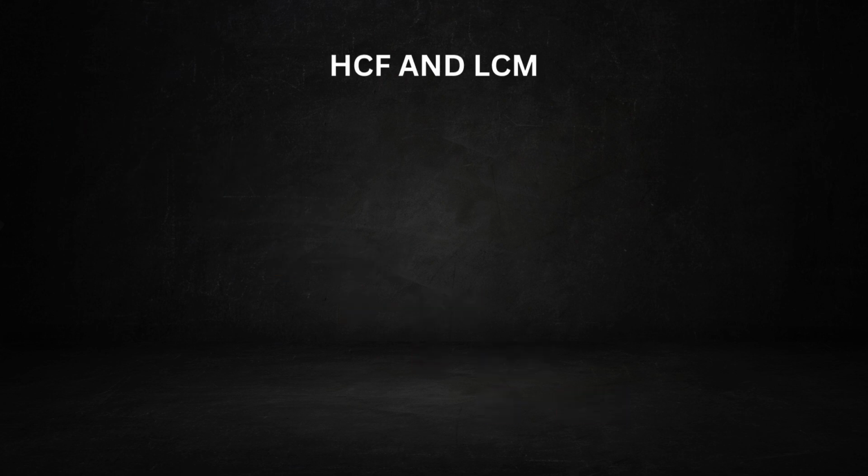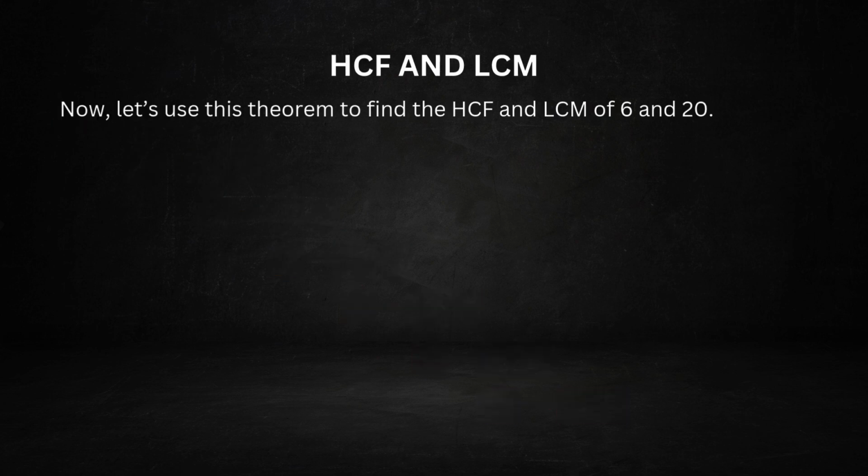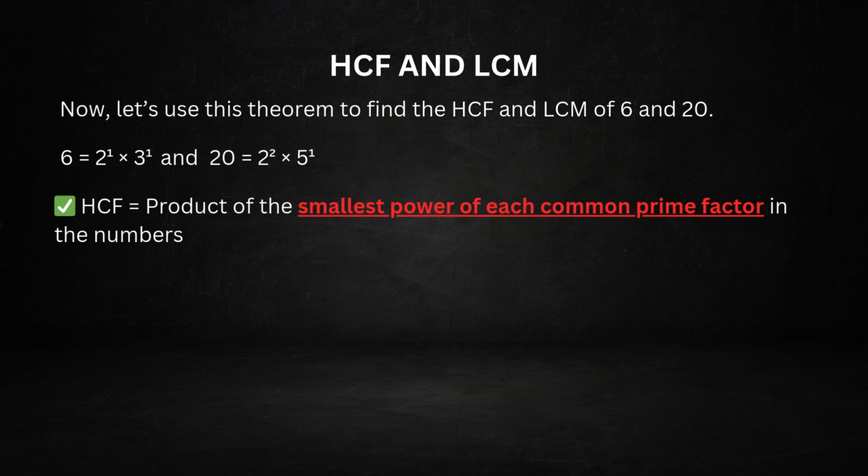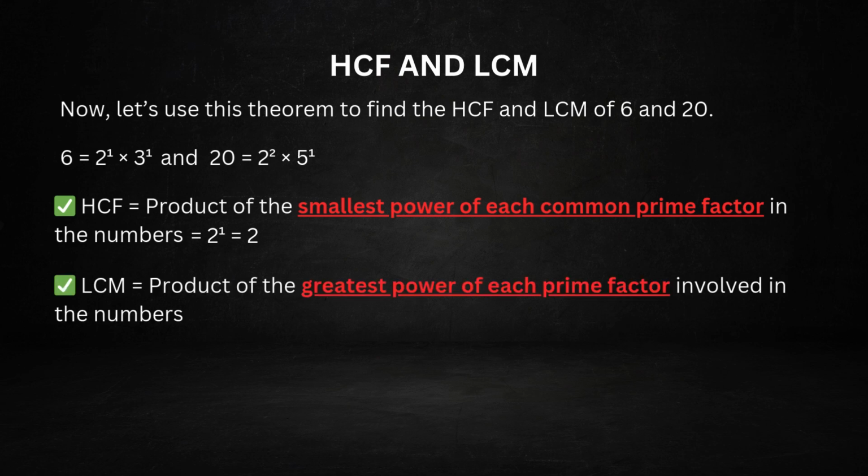Now, let's use this theorem to find the HCF and LCM of 6 and 20. 6 and 20 can be factorized as follows. HCF is the product of the smallest power of each common prime factor in the numbers. LCM is the product of the greatest power of each prime factor involved in the numbers.